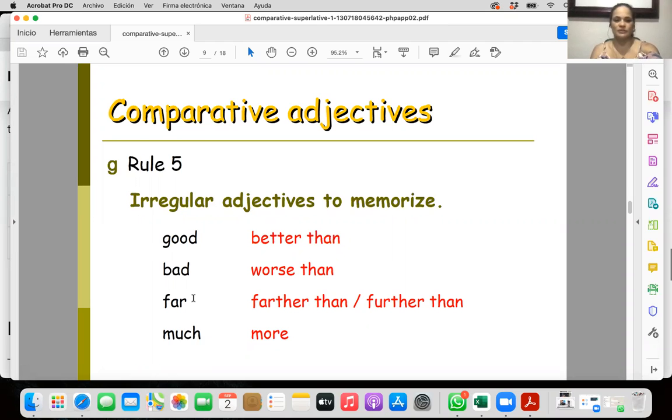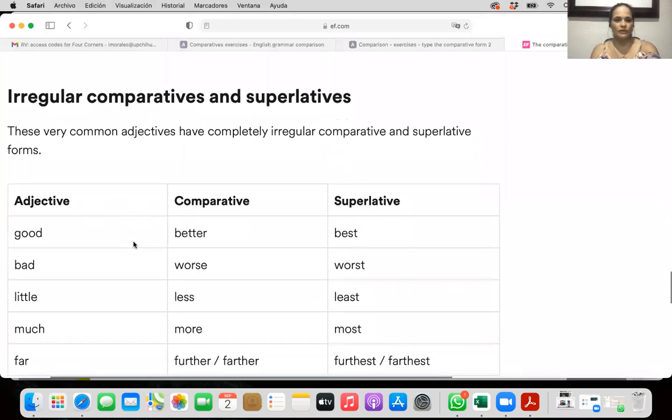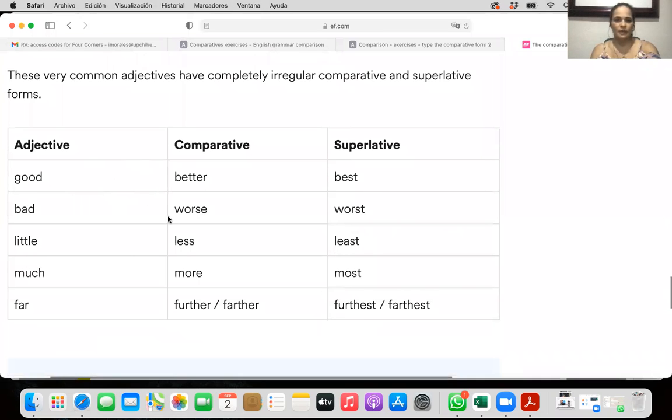These are just some examples. If we go to the internet, we have more irregulars like good, better, bad, worse, little changes to less, much to more, and far to further. So they're practically the same. They're very few. They're like only 5 or 6 irregular adjectives that change completely.